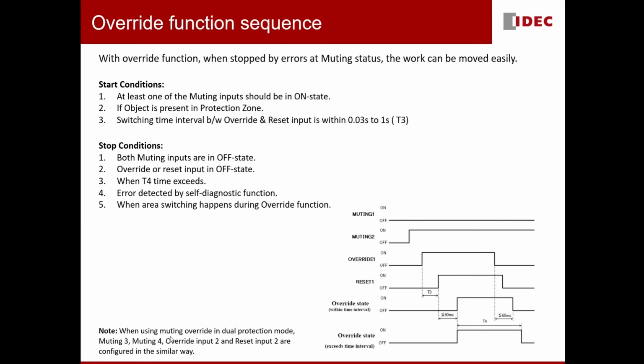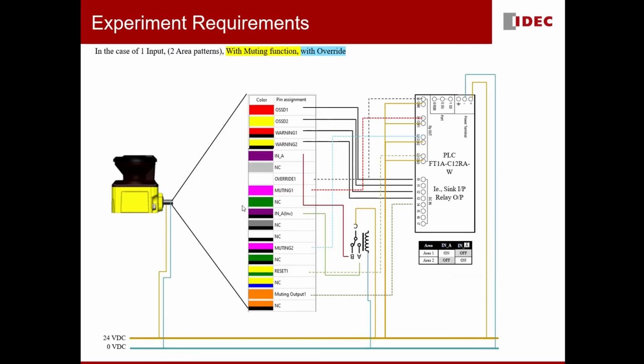If you are going with dual protection zone instead of 2 warning zones, in that case muting 3, muting 4 as well as override 2 and reset 2 are configured. The process will be quite the same as we have seen here. Instead of muting 1 and 2, we'll have muting 3 and 4 for the second protection zone, and similarly override 2 and reset 2. Coming to the wiring diagram here, I have excluded the area pattern sequencing output, that is Q0. Instead of that, I have provided it to override 1, and the Q3 output of the PLC is provided to reset 1, since these 2 functionalities are needed for the override function.